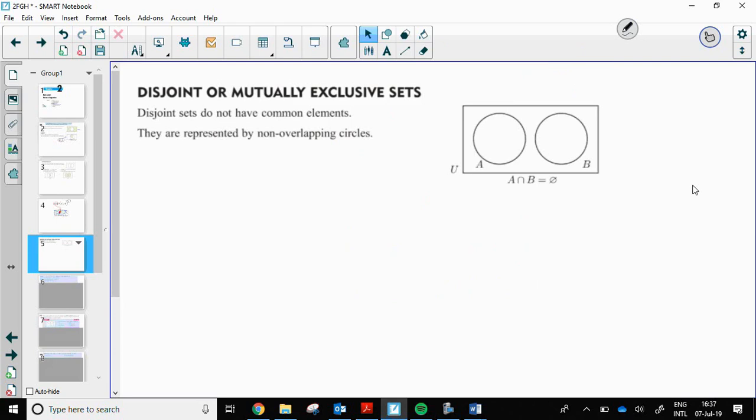Okay, and we've spoken about mutually exclusive sets. That's just going to be 2 circles that don't overlap. So these 2 clearly have no intersection.